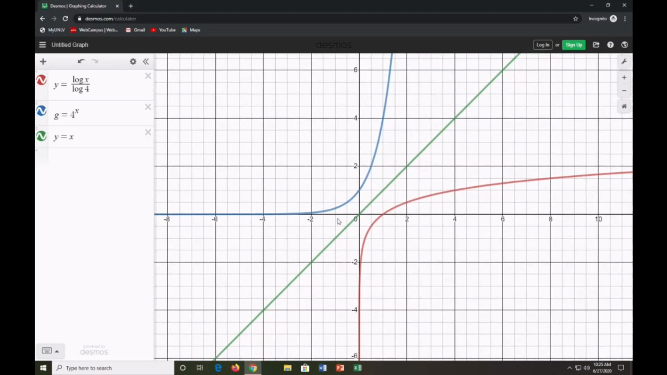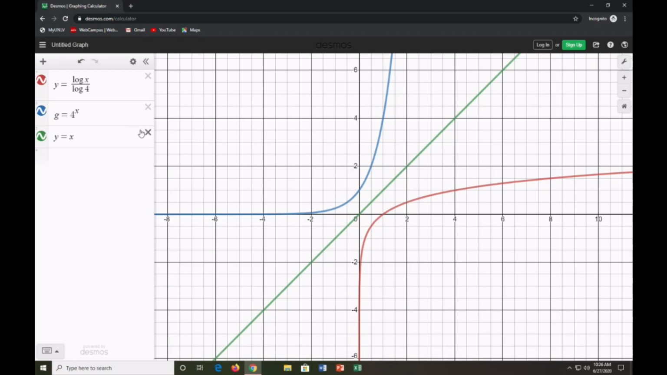You can see that both functions, the log function and the exponential function, are increasing functions, but the exponential function is increasing more rapidly. The log function is an increasing one too, the red curve, but it's increasing at a much lesser rate than the exponential function. Okay, but you can see how they're inverses of each other.